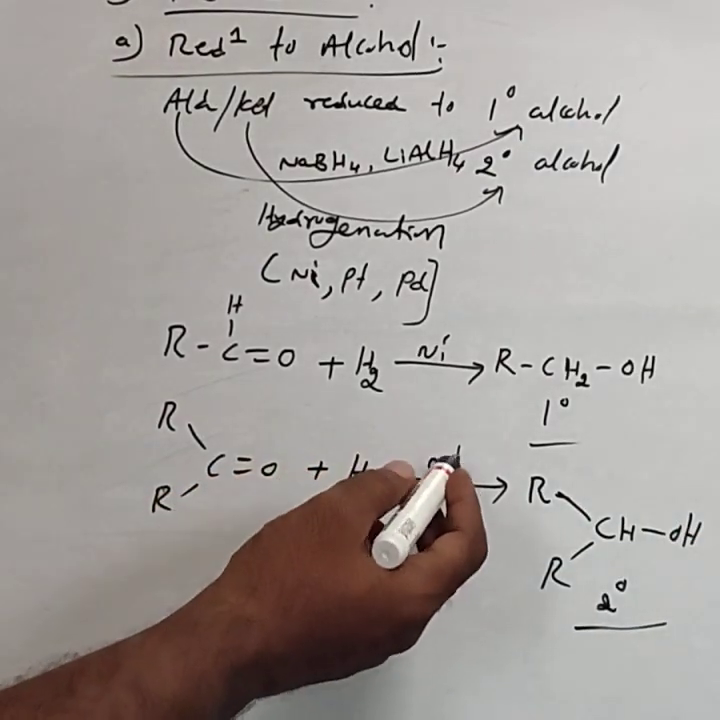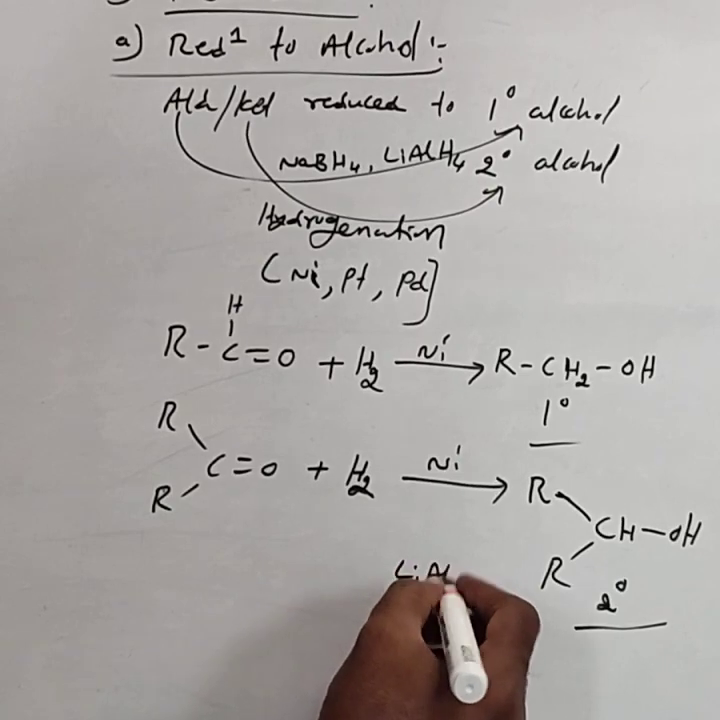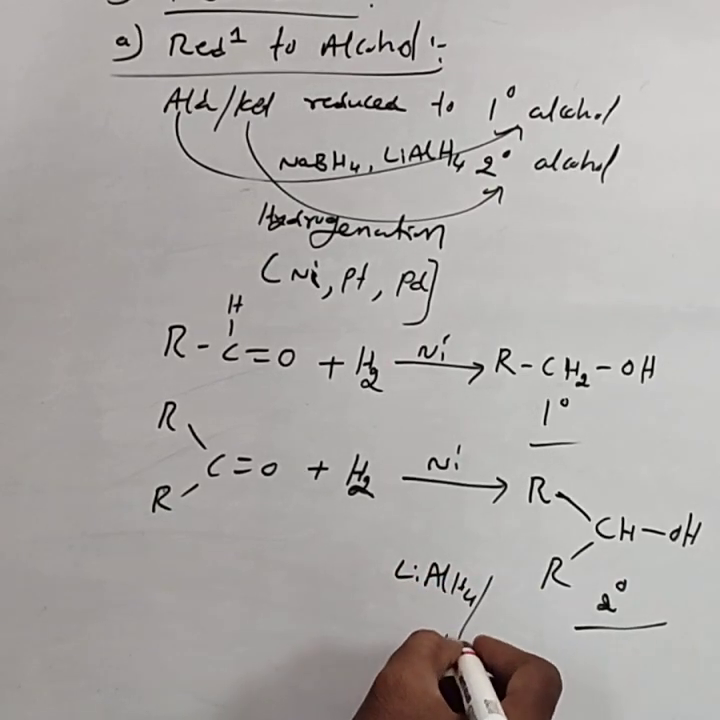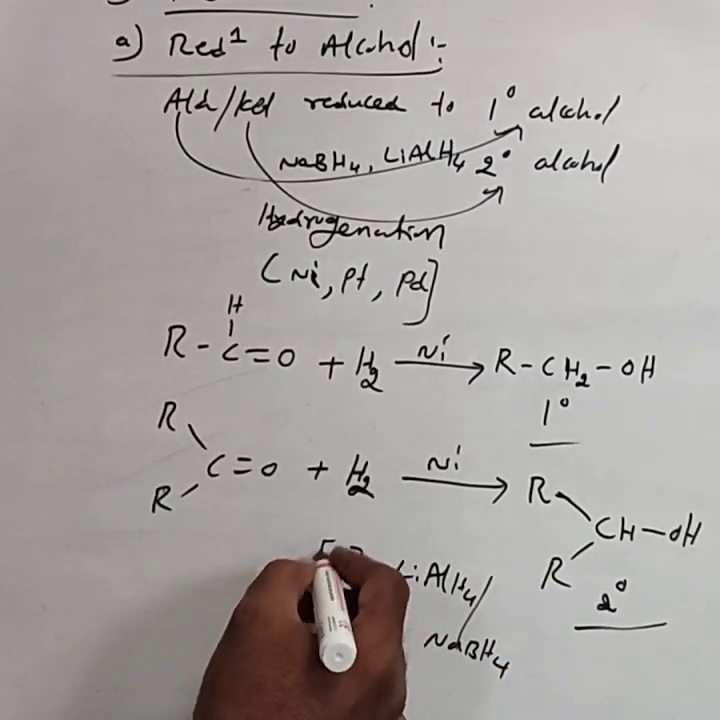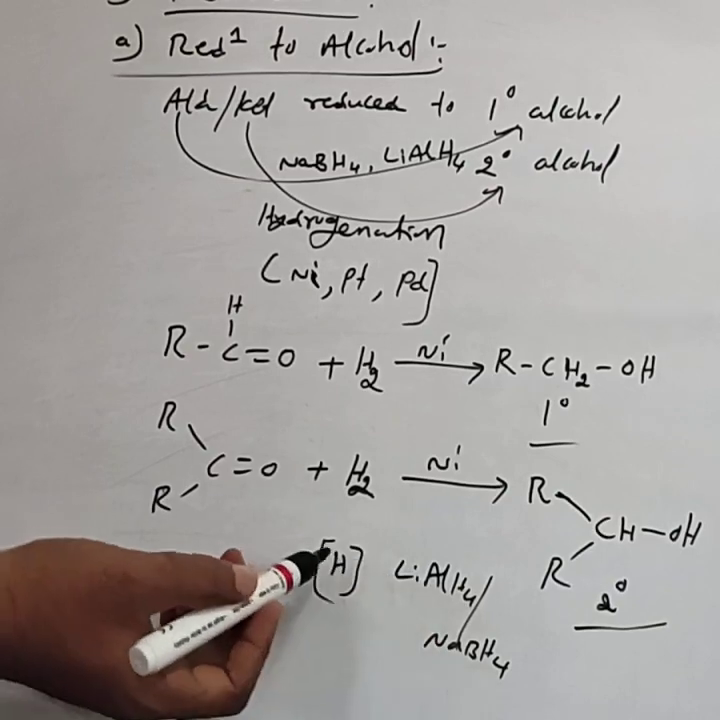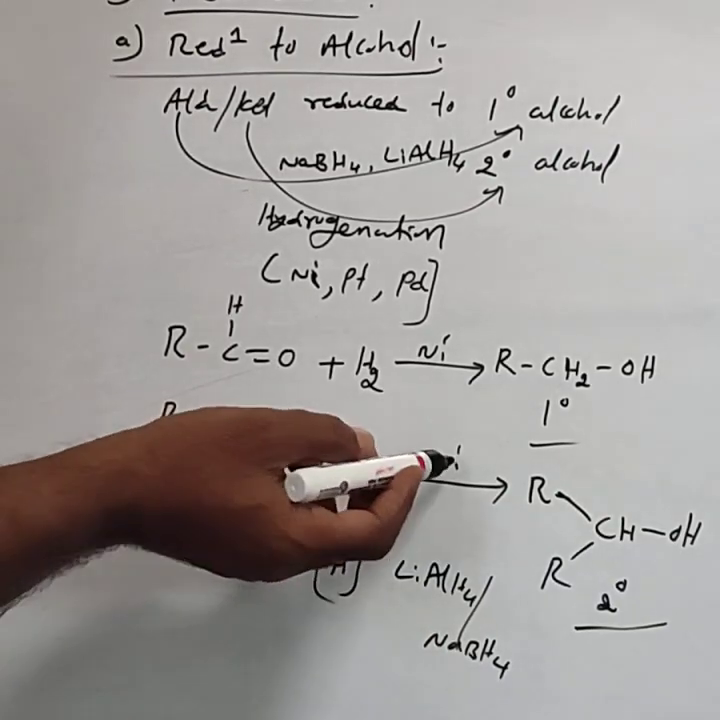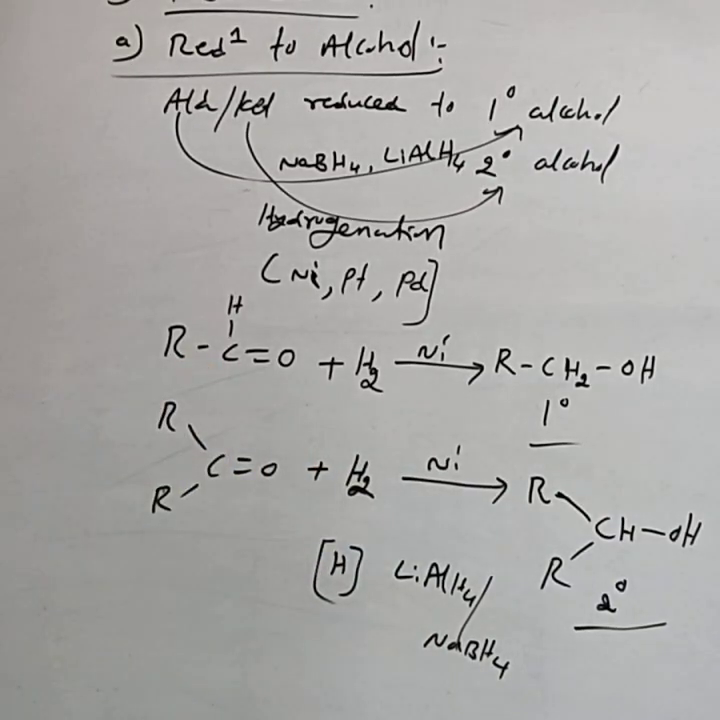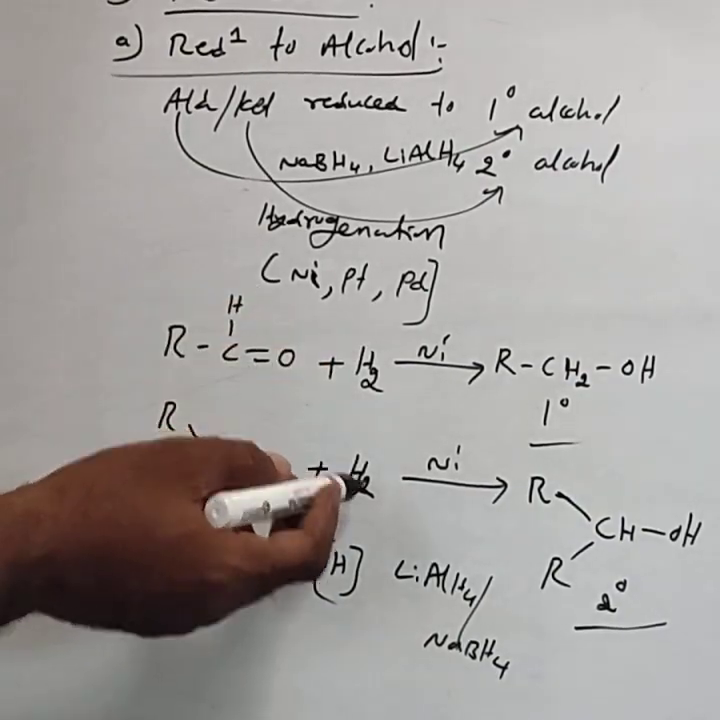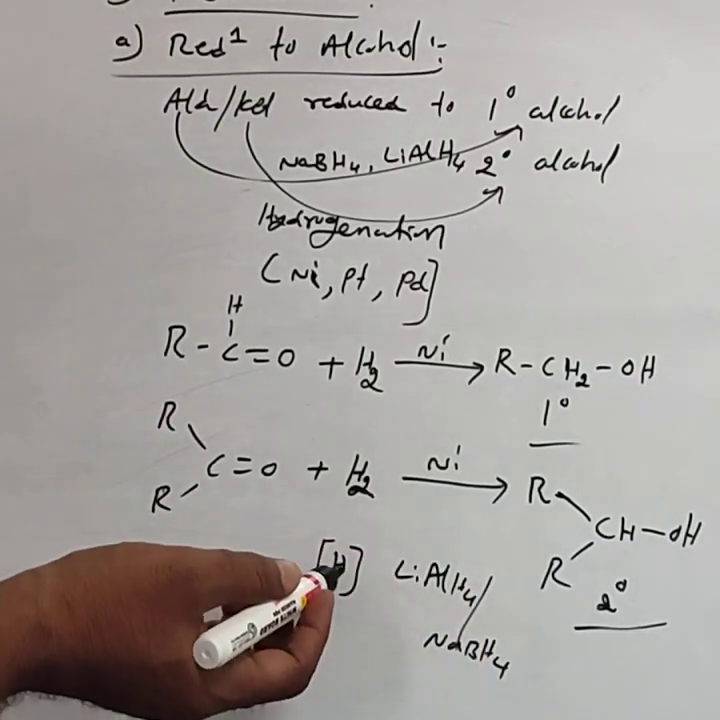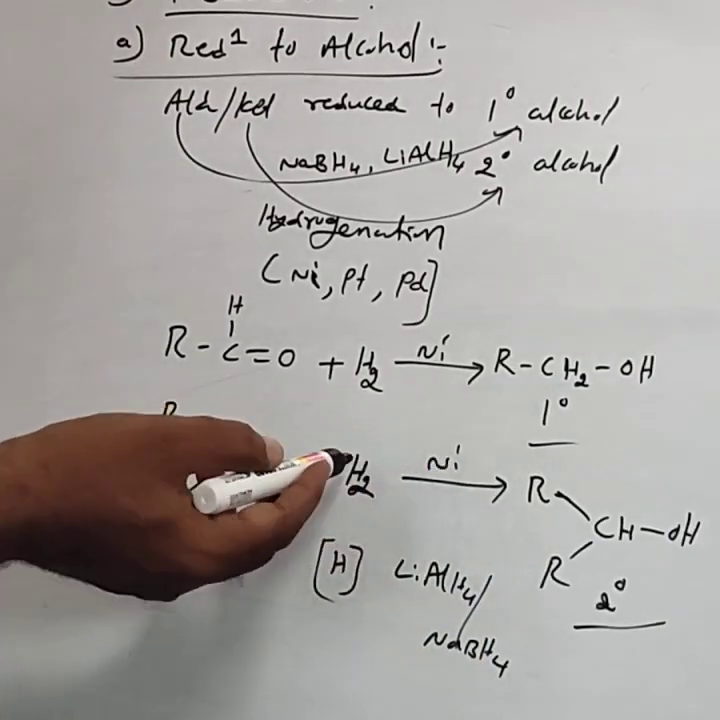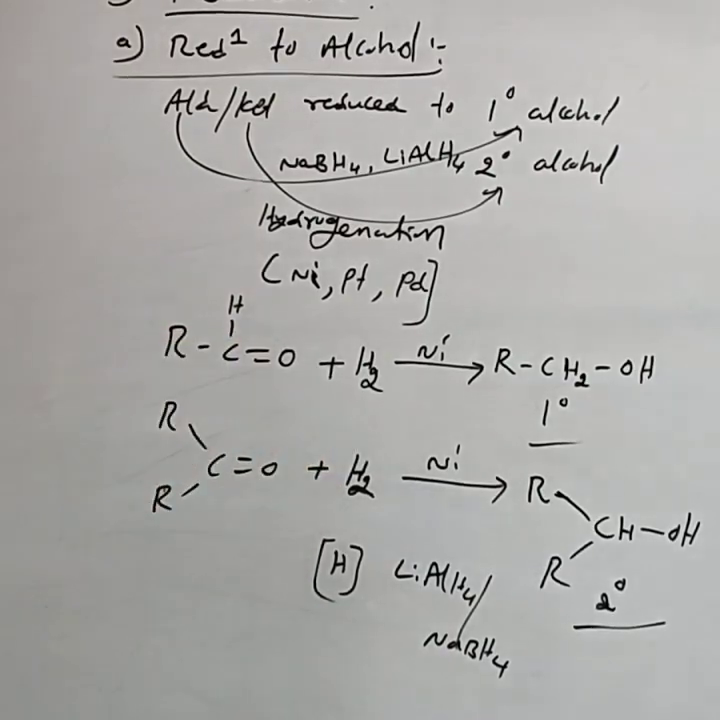If instead of nickel you take LiAlH4 lithium aluminium hydride or sodium borohydride, then you have to consider nascent hydrogen. They can donate the hydrogen atom. If you use nickel, you have to pass hydrogen gas. This is the hydrogenation process. This is the reduction process. If you use LiAlH4, you consider H. If you use nickel, you have to pass hydrogen gas. This is about the reduction to alcohol.